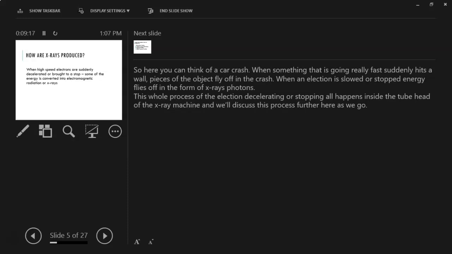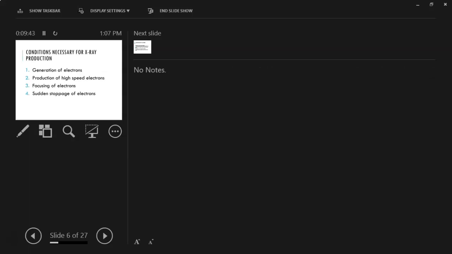This whole process of the electron decelerating or stopping happens inside the tube. You have the tube and the arm, and then the electrical box. Inside that tube head is where this process is taking place. And we will go into that in far more detail as we go along.